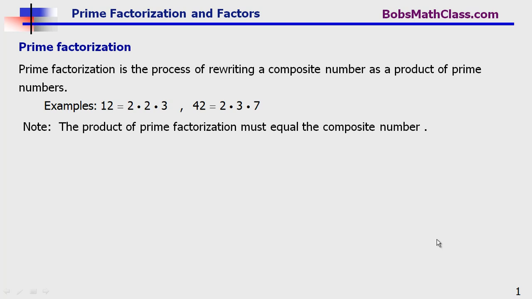Prime factorization is the process of rewriting a composite number as a product of prime numbers. Remember, a prime number is a number that only has two factors, 1 and itself. Like the number 12. 12 is not a prime number, it's a composite number. And its prime factorization is 2 times 2 times 3. The numbers 2 and 3, those are prime numbers.